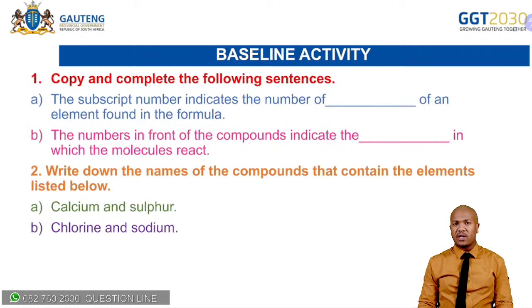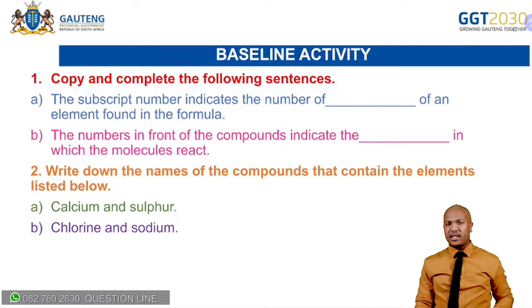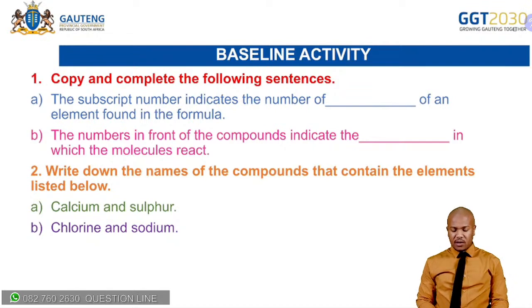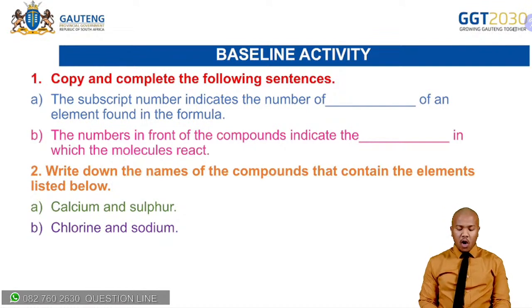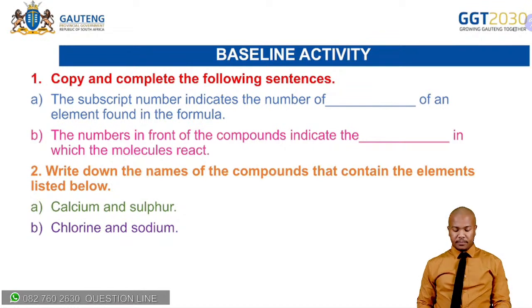Now let's move on to the baseline activity. For this baseline activity, I'm going to give you 2 minutes to answer the questions, right? But first of all, let's go through the questions together. Number 1 says, copy and complete the following sentences. A, the subscript number indicates the number of an element found in the formula. B, the numbers in front of the compounds indicate the in which the molecules react.